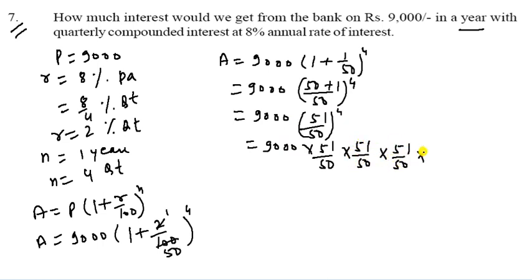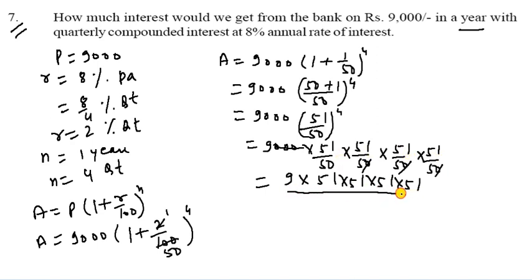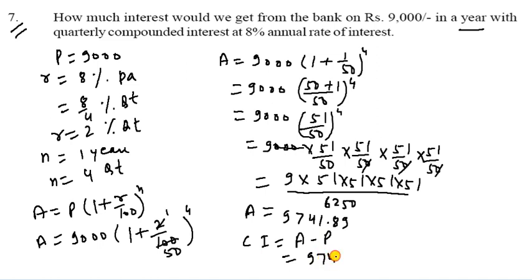So we get 9000 into 51 upon 50, 51 upon 50, and once again 51 upon 50 and 51 upon 50. So 0, 0 and 0 will be cancelled out. So we get only 9 into 51, 51, 51, 51, 1, 2, 3, 4 times, and divided by 5 fives. So it is the amount. That one is 9741.89.